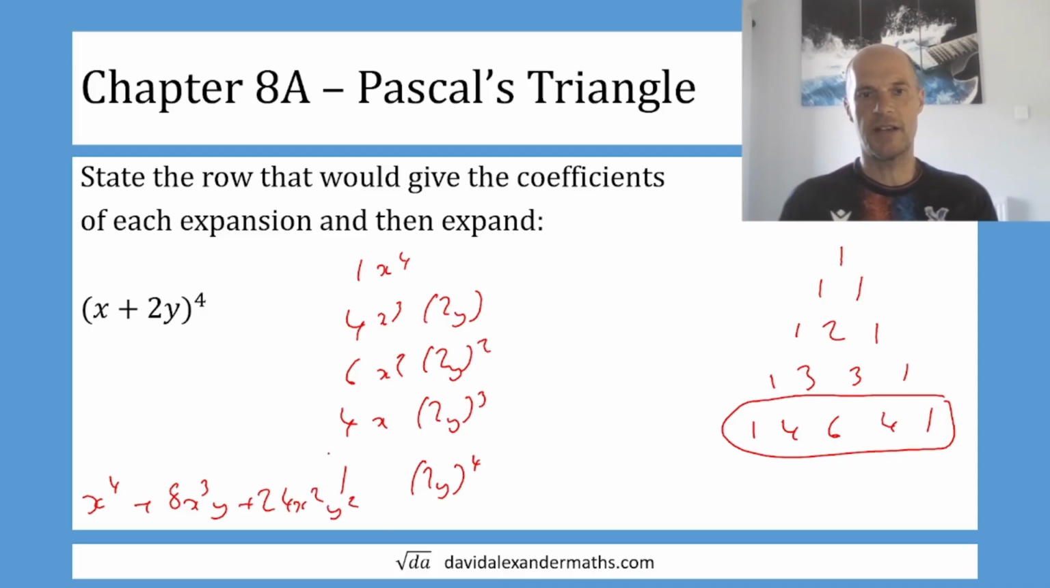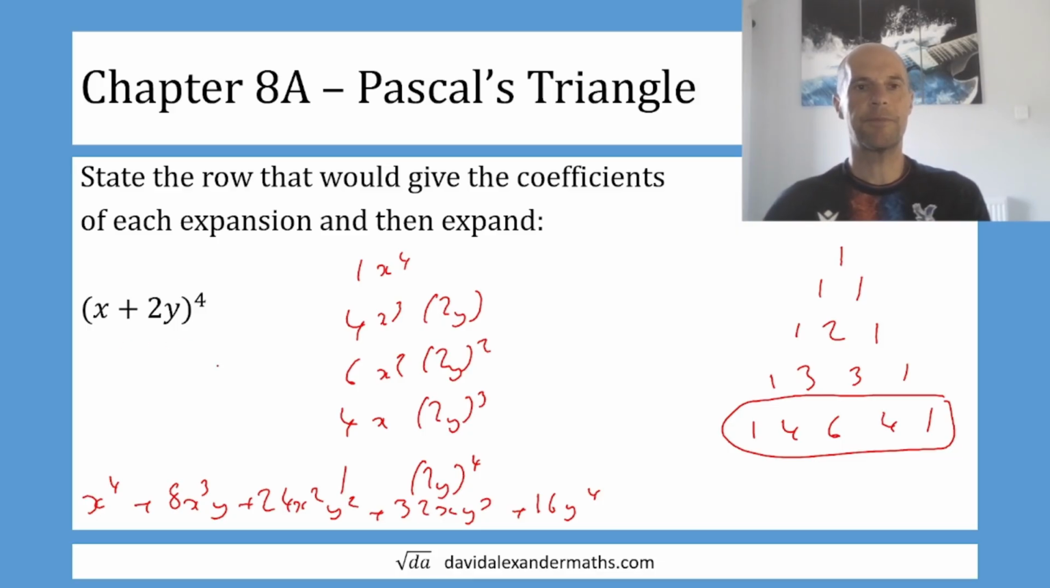It probably should have left a bit more space there. And here we've got 4 times 2 times 2 times 2. So 4 times 2 is 8, 16, 32. So that's going to be 32x y cubed, plus 2y to the power of 4, so that is going to be 16y to the power of 4. So that's the full expansion of (x + 2y) to the power of 4.